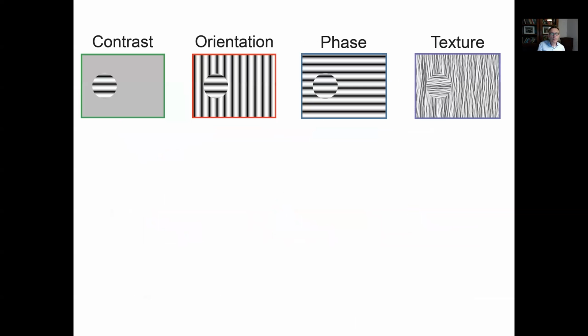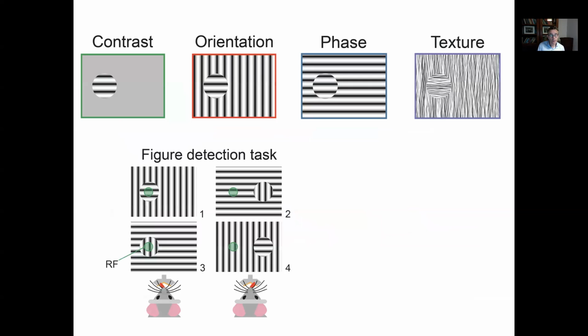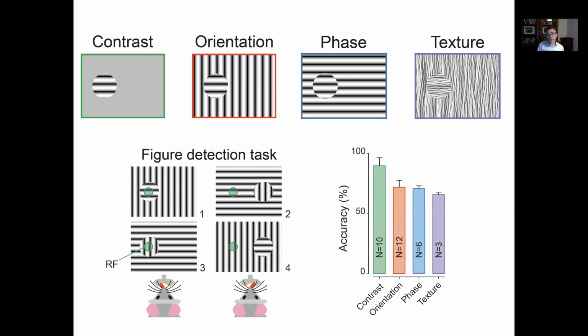And to demonstrate that mice can perceive figure-ground stimuli, we train them in a figure-ground task in which you see a figure on the background. If they see a figure on the left, they lick to the left, and if they see a figure on the right, they lick to the right. And they can do that. I mean, they're not stellar, but they're clearly above chance level.